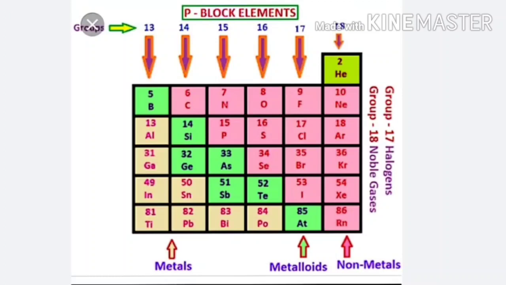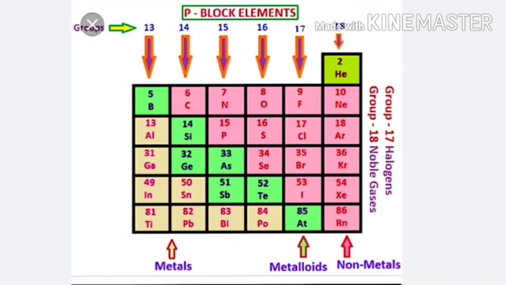Now let's see about the anomalous behavior of oxygen. The anomalous behavior of oxygen is due to the following reasons: small size of atom, high ionization energy and electronegativity value, and absence of d orbitals in the valence shell.